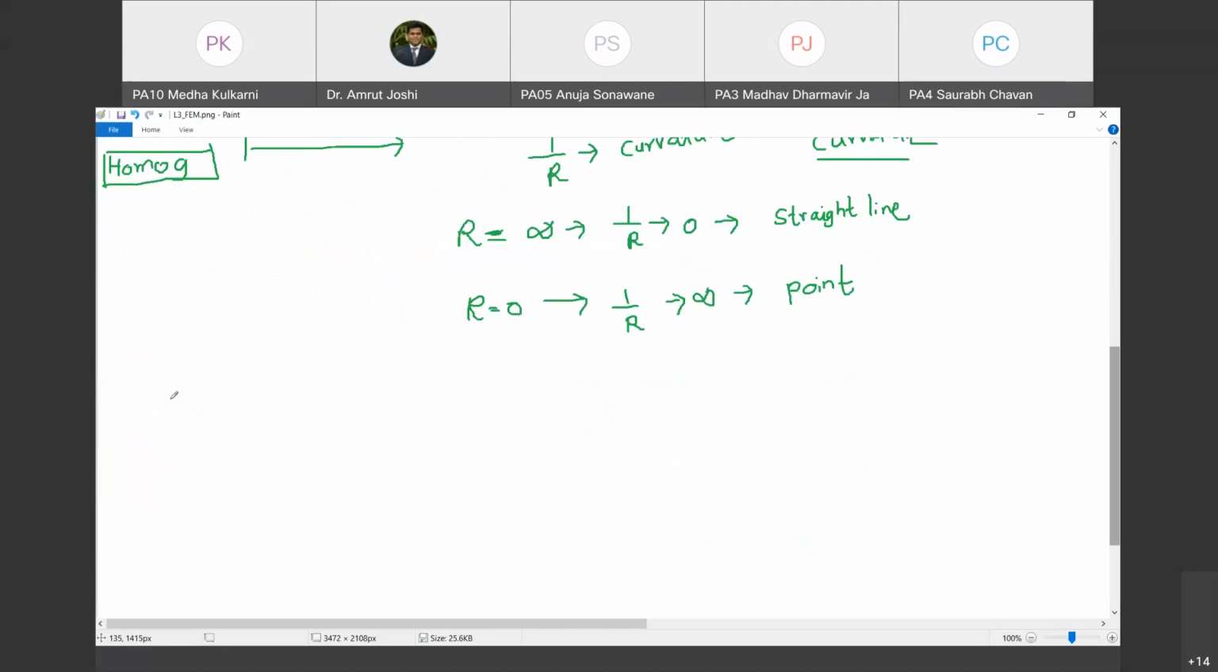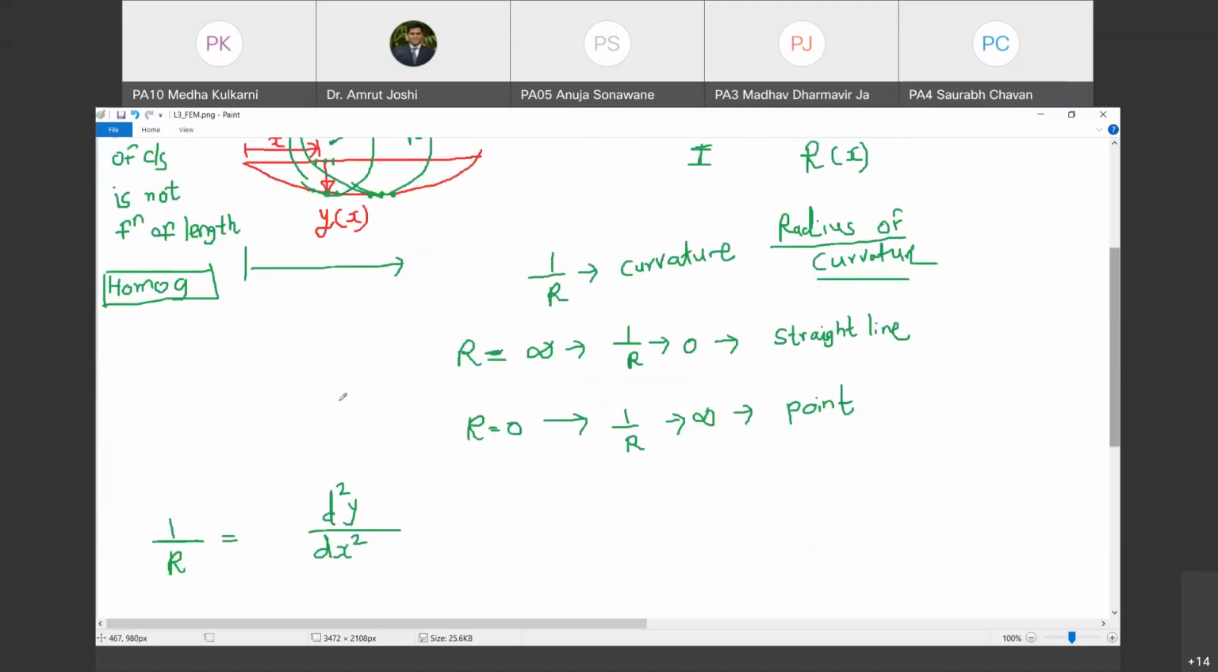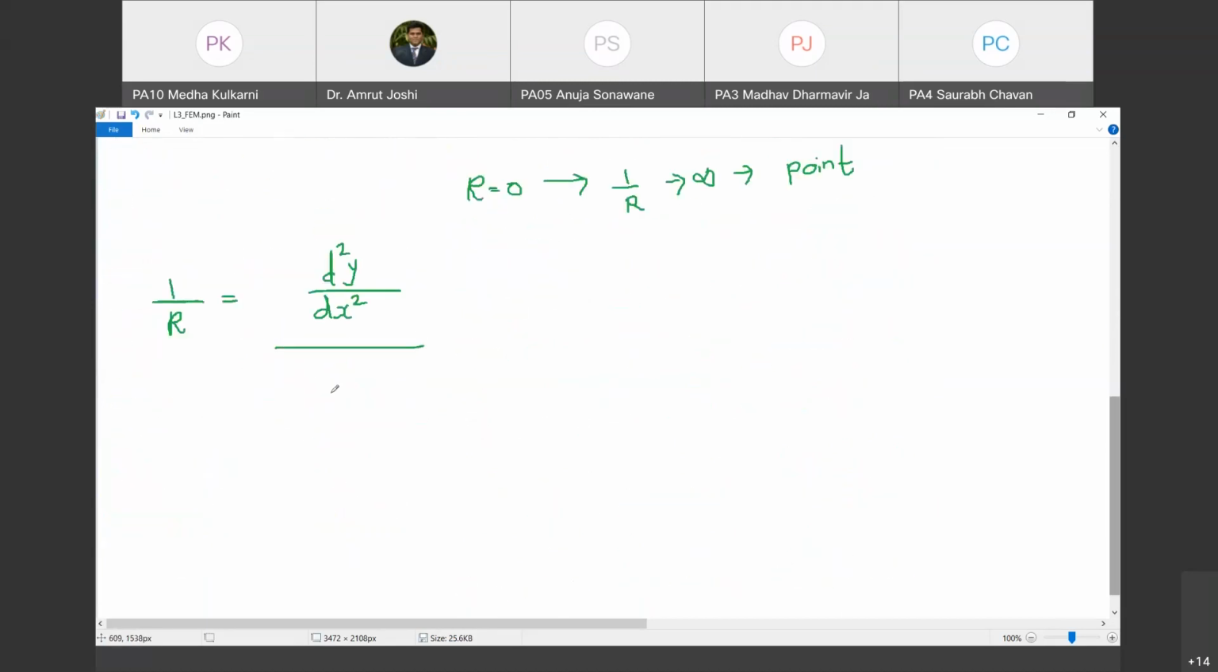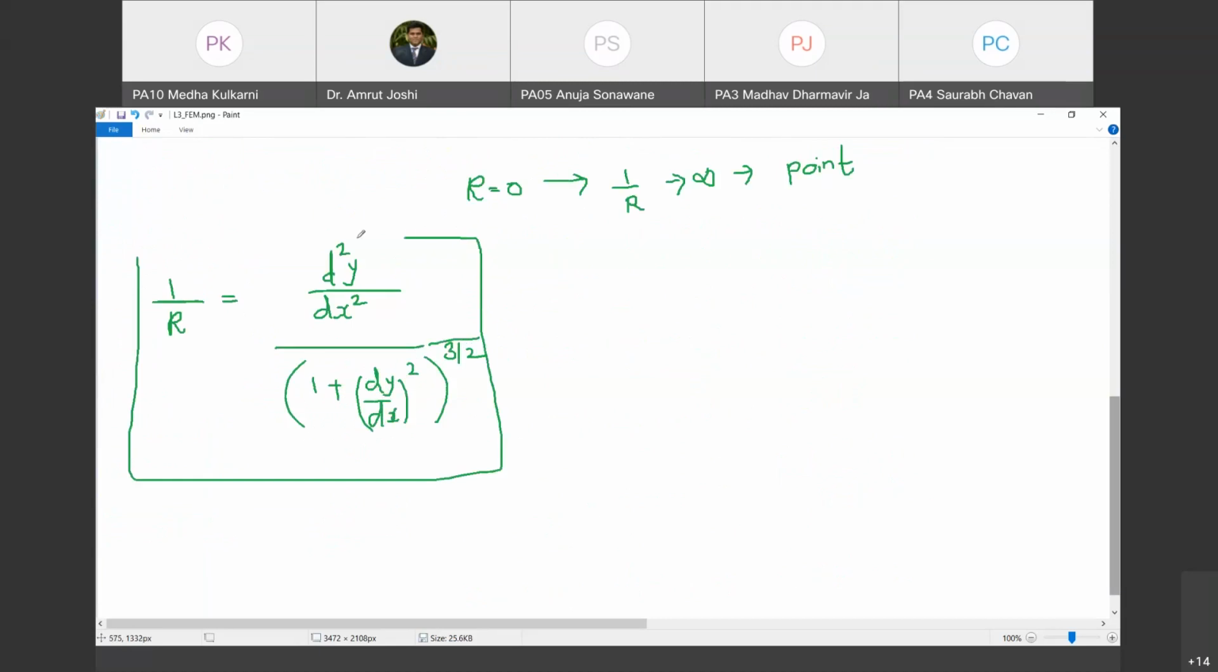Now, can you tell me what is the expression for 1 upon r? How do I write 1 upon r? If you have a curve, what does your mathematics say? It is d square y upon dx square, the second derivative of y with reference to x, divided by 1 plus dy by dx, the whole bracket squared, raised to 3 by 2. Have you seen this formula before? I'm sure you have seen it in M1, M2 or M3. Are you with me, Anuja?